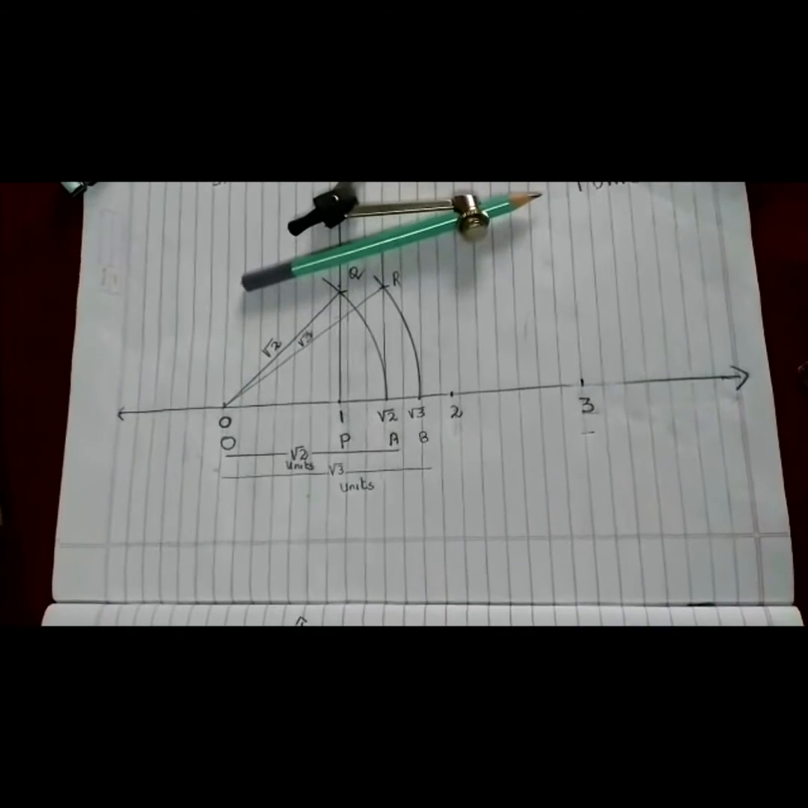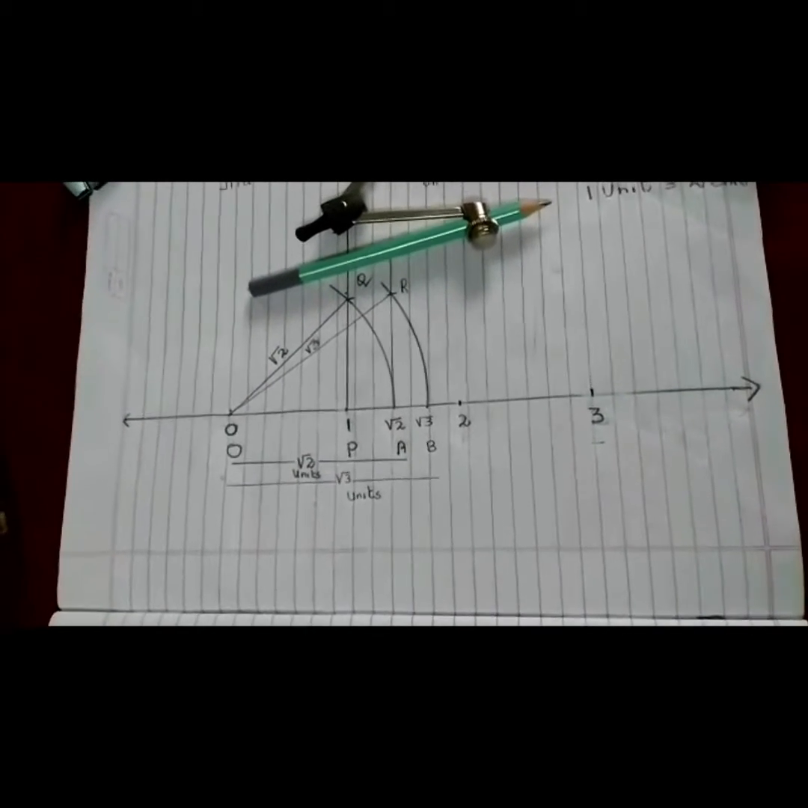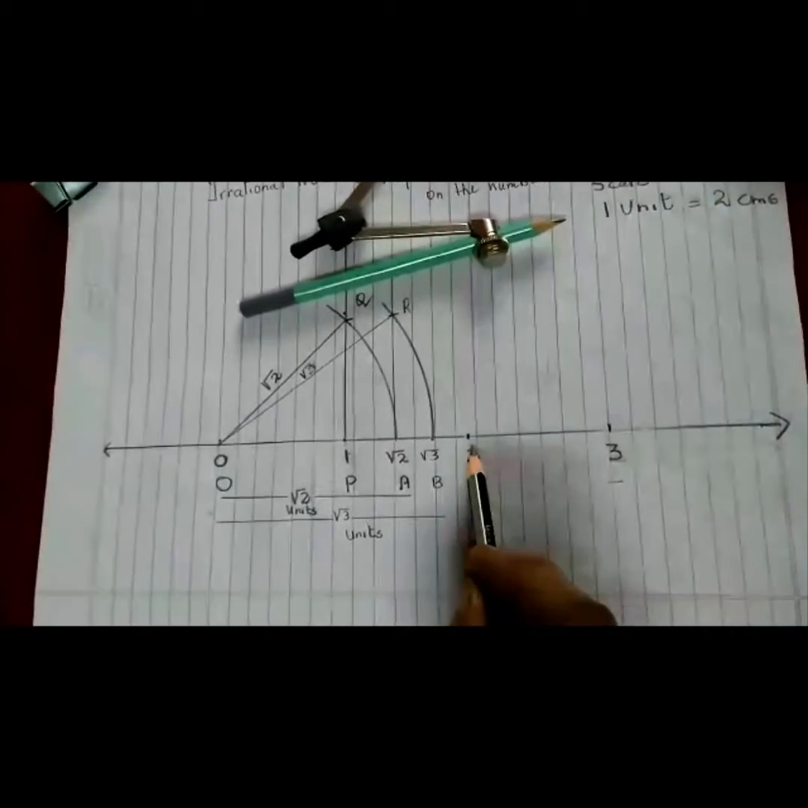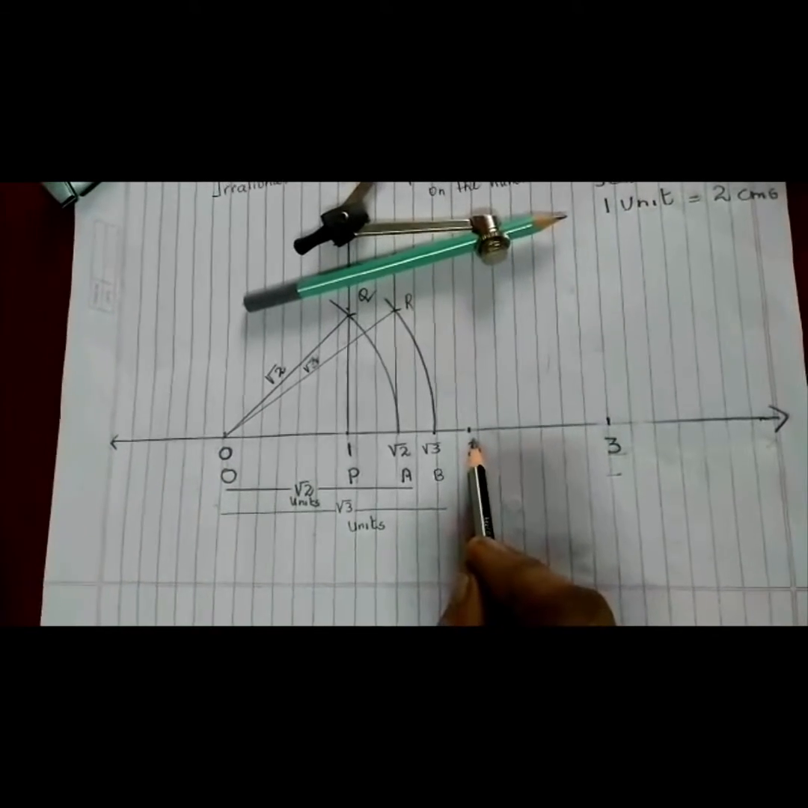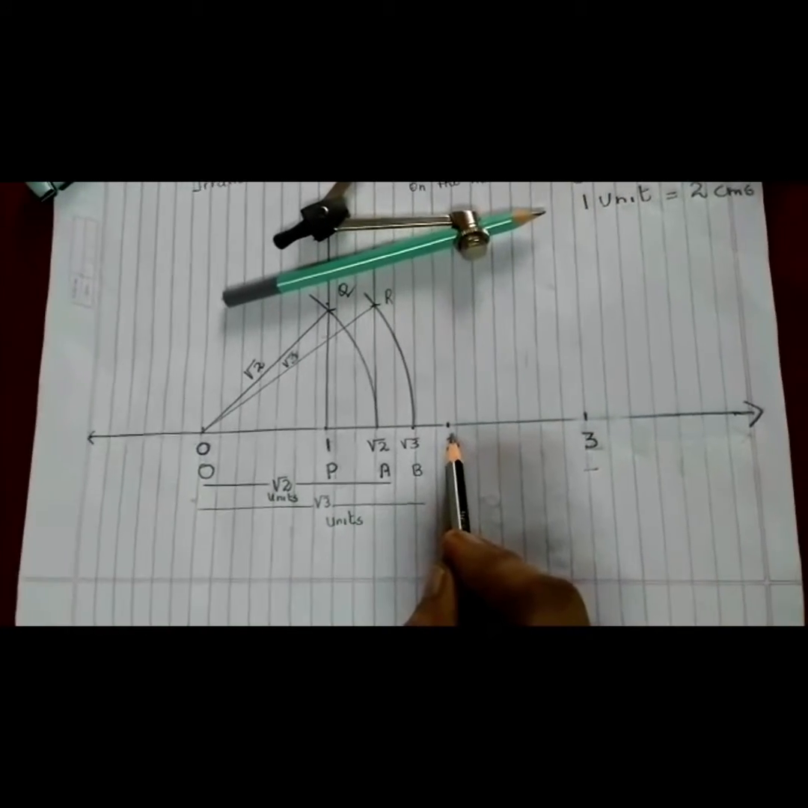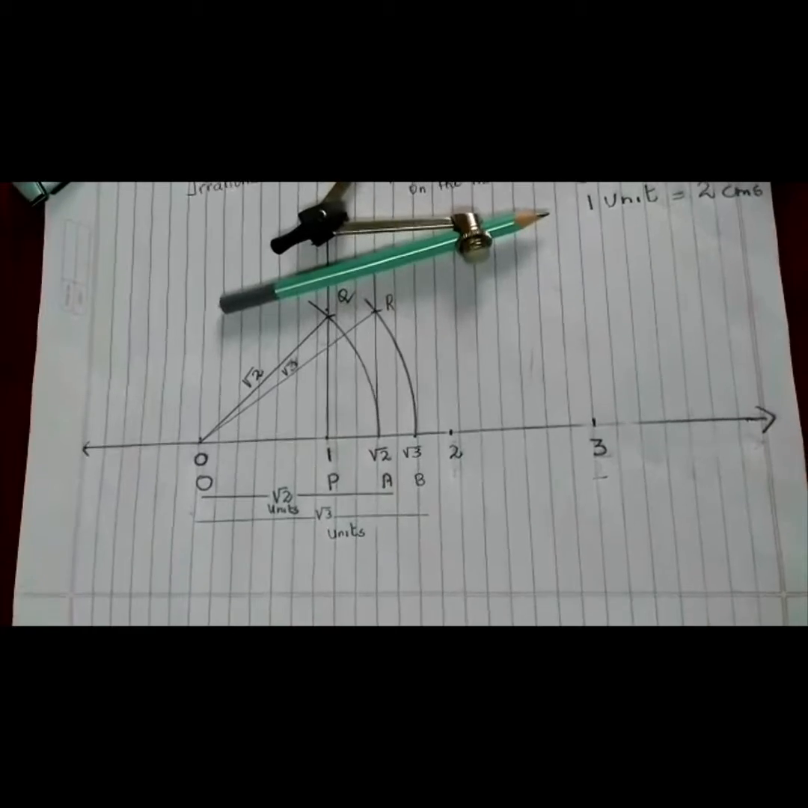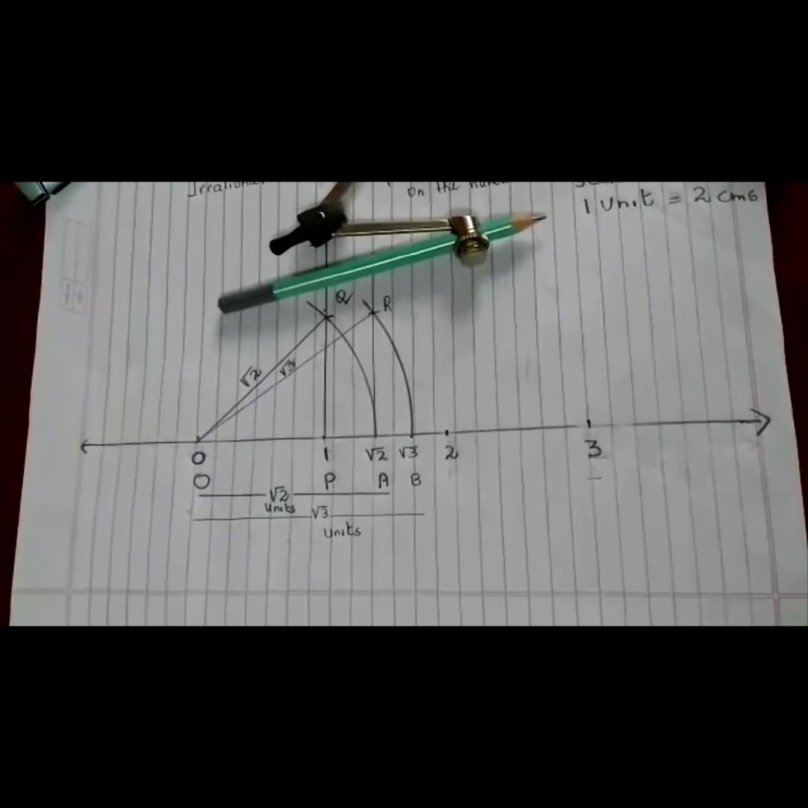Root 4, that is 2, is already marked on the number line. It is a rational number. Now we will proceed how to represent root 5 on the number line.